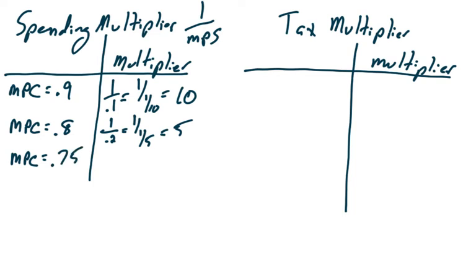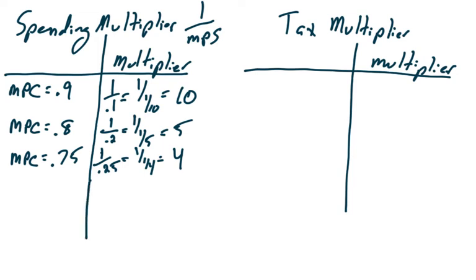So let's move on and solve for if the MPC is equal to 0.75, what is my multiplier going to be now? Well, now it's going to be 1 over 0.25. Again, 0.25 plus 0.75 will give me 1. And I do know that 0.25 is a quarter. 1 over a quarter will give me a multiplier of 4.